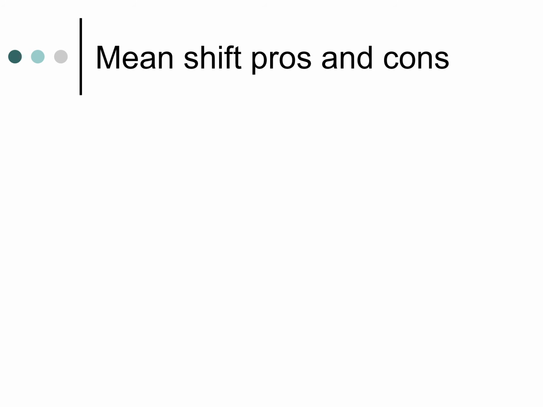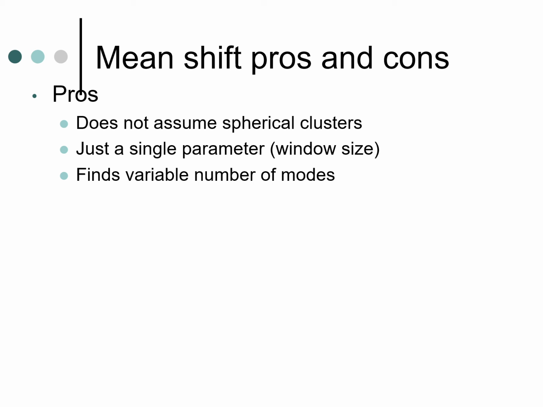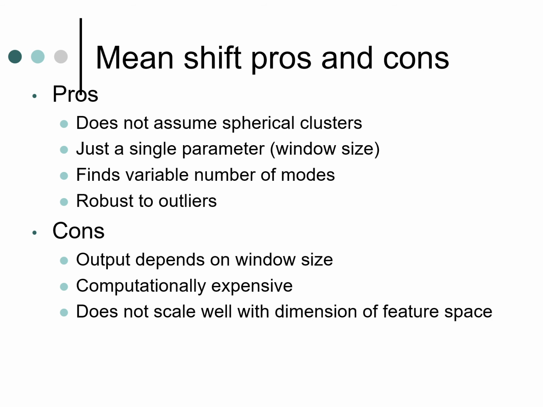Let us discuss the mean shift pros and cons. First, advantages. It doesn't assume spherical clusters. Just a single parameter, window size, is enough to find a variable number of modes. It's robust to outliers. Even though it has pros, it has some cons. The first one is that the output depends on the window size. It's computationally expensive. It doesn't scale well with the dimension of the feature space.